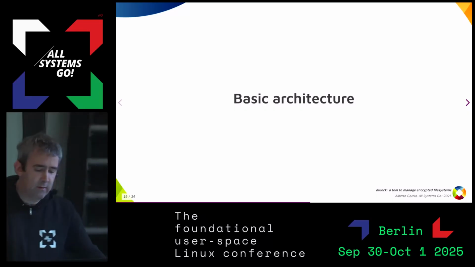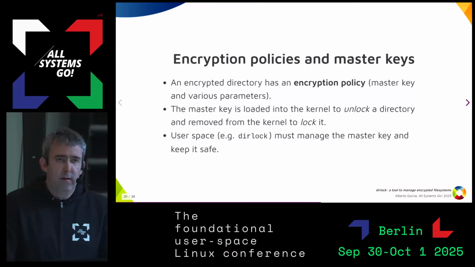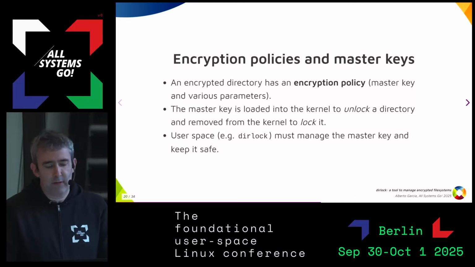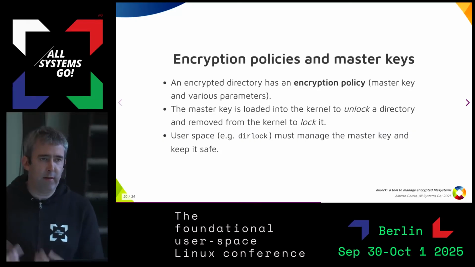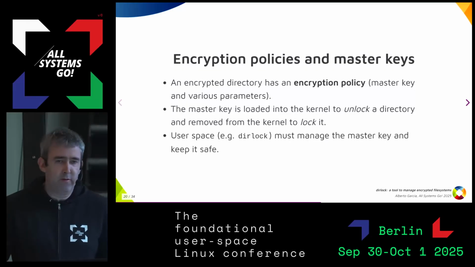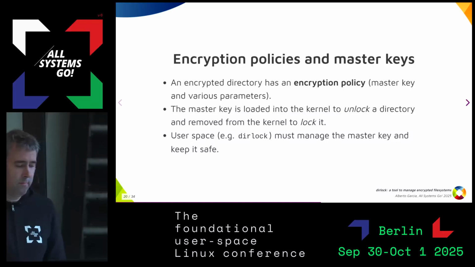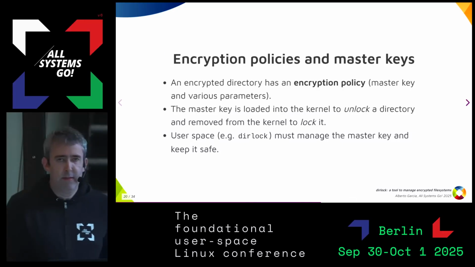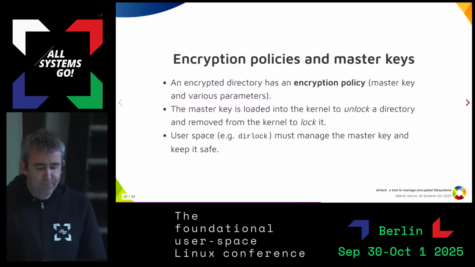So the basic architecture comes from fscrypt. In fscrypt, one directory has an encryption policy. The encryption policy is a master key plus some other parameters, like the specific encryption algorithms. You load the master key into the kernel to unlock the files, so you can see them and use them normally, and you remove the key from the kernel to lock the files. As I said earlier, the user space tool is completely responsible for managing that master key.